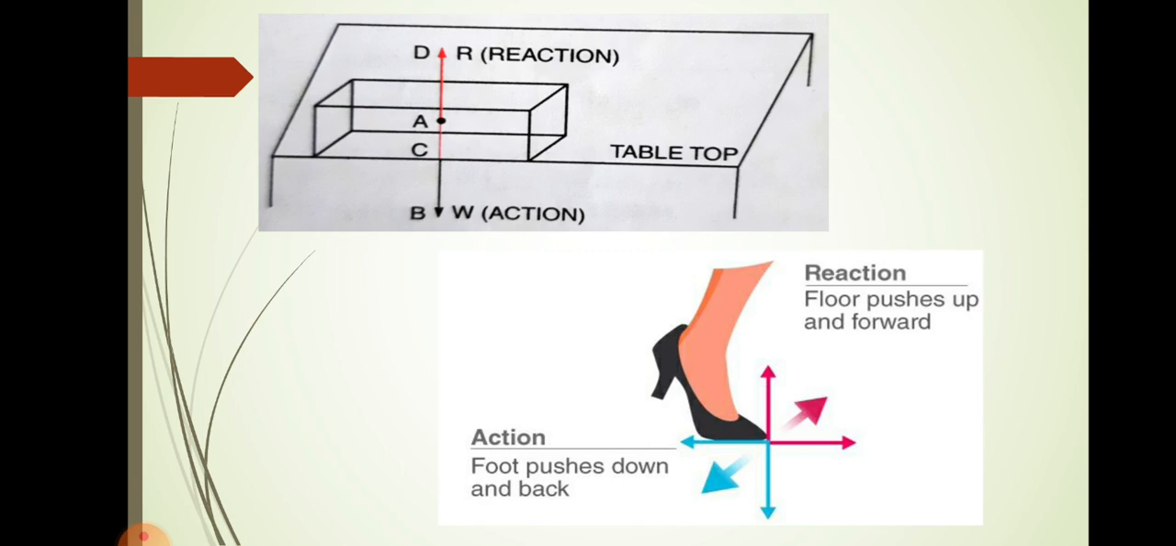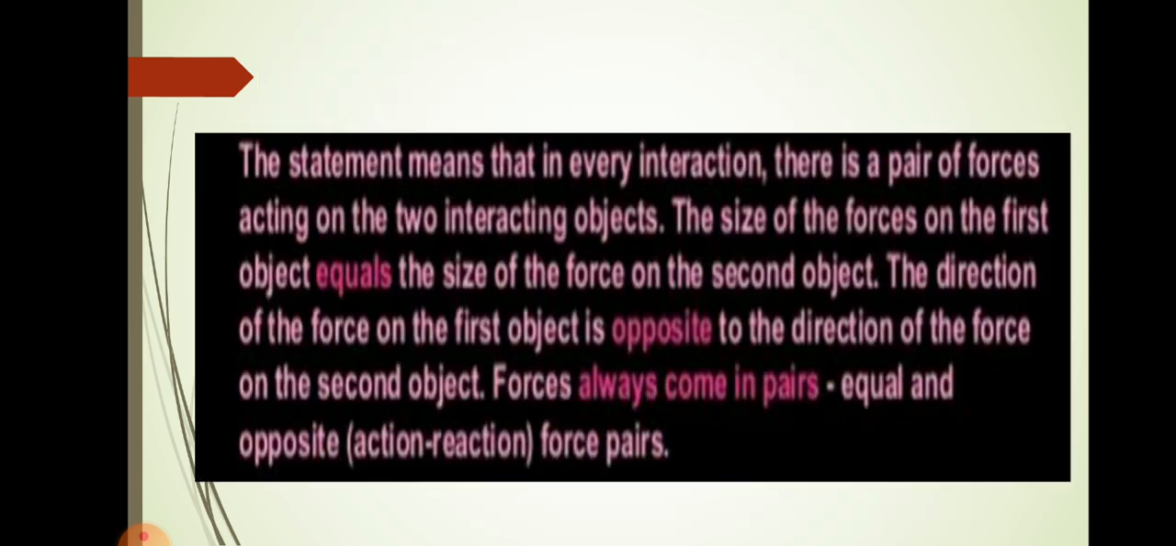Consider another example. While moving on the ground, we exert a force by our feet to push the ground backward. The ground exerts a force of the same magnitude on our feet in the forward direction, which makes us move forward. As we apply a force by our feet, in the same way the ground exerts an equal force on our feet in the opposite direction.